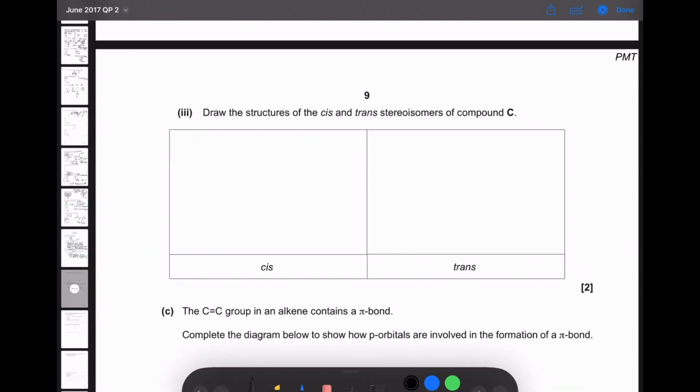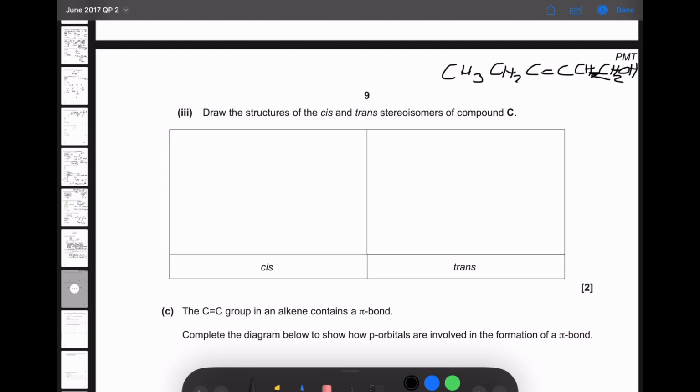Draw the structures of the cis and trans stereoisomers of compound C. So, for those of you who can't remember, compound C was this here, CH2, CHOH.